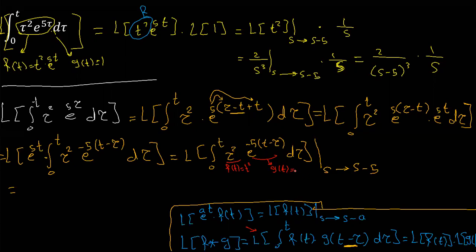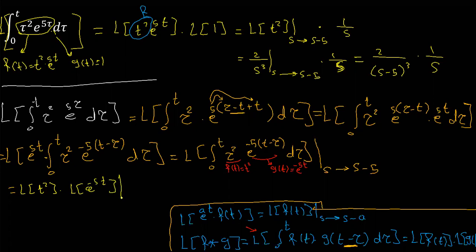Where is the g of t? e to the negative 5t. E to the negative 5t, great. So equal. Let us continue now. The rule said find Laplace of the first and Laplace of the second. So it is Laplace of t squared times Laplace of e to the negative 5t.